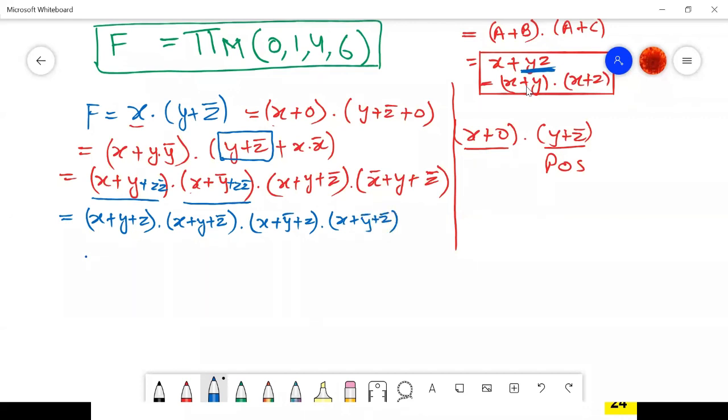Any doubt, any question, girls? Correct? Now, what is remaining? These two also. Write these two also, just copying from the top.